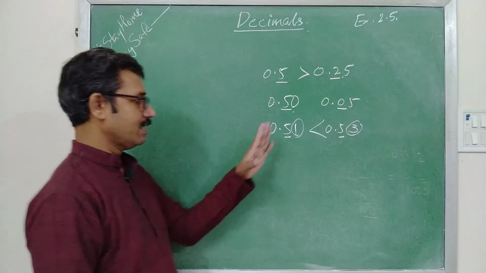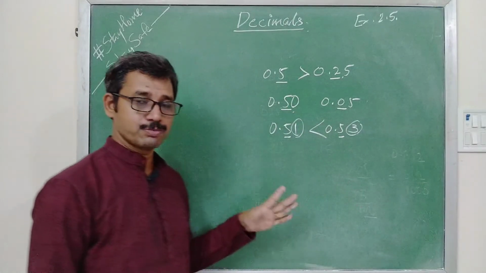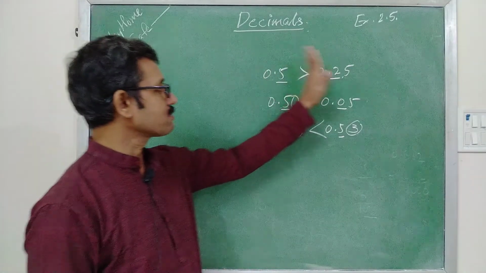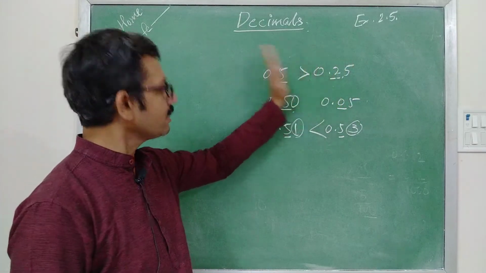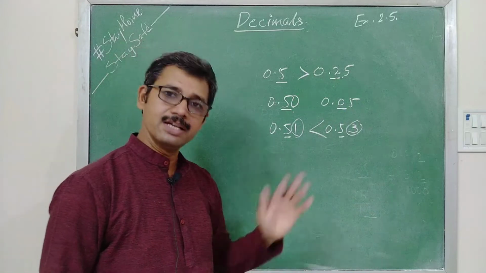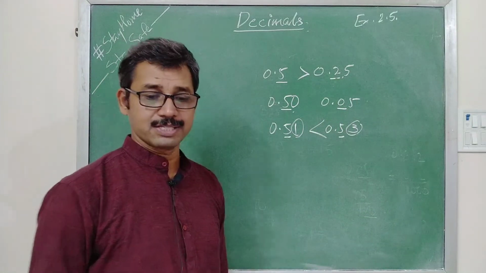This decimal fraction comparison must be done like this. You have to see the place value. Whichever is greater in place value, according to that you have to put greater and smaller. Okay, let's see what is there in your textbook.